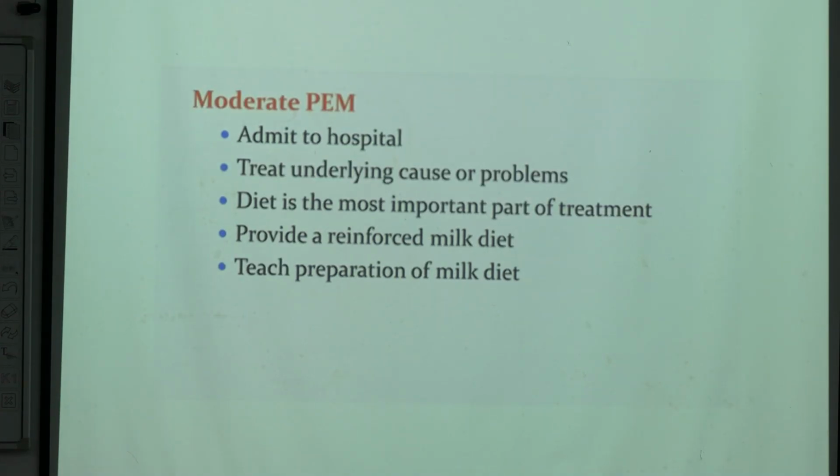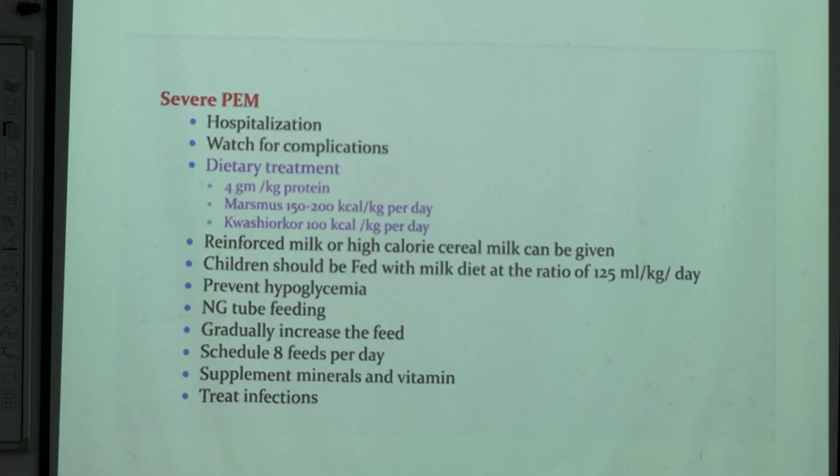Moderate PEM: admit to hospital, treat the underlying cause of the problems. Again, diet: provide a reinforced milk diet and teach preparation of the milk diet. In case the mother cannot give her milk, then you have to give some artificial feed, and that is called a milk diet.